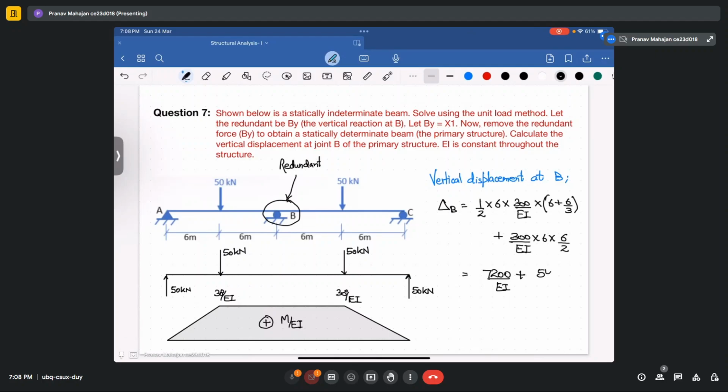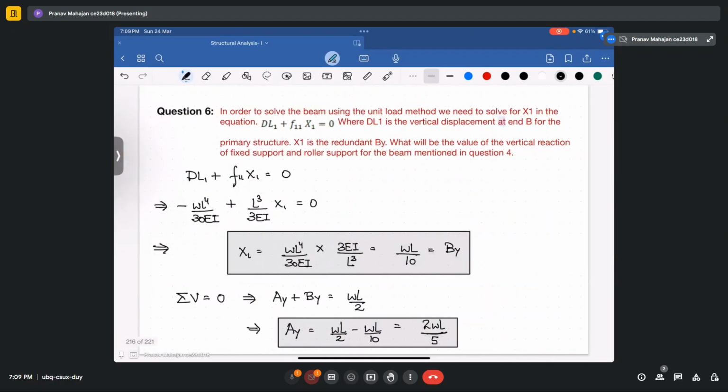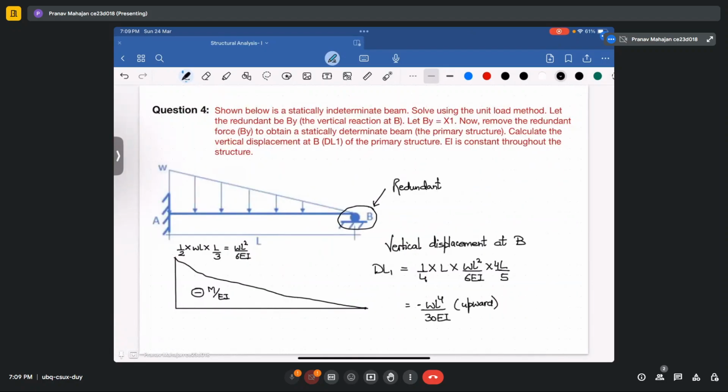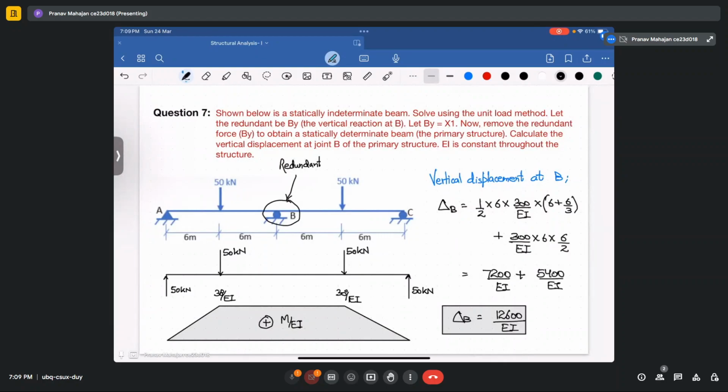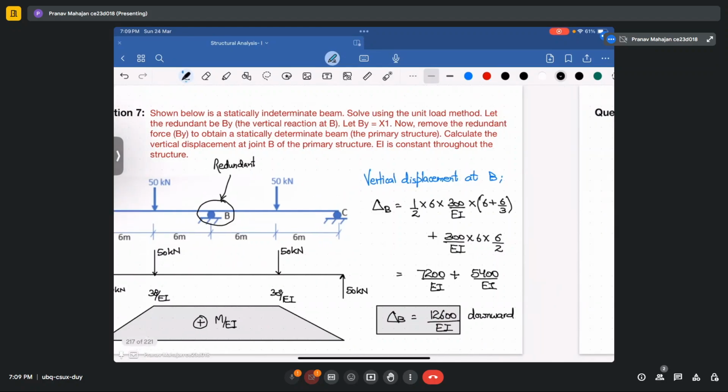plus 5400 upon EI, and delta B will become 12,600 upon EI, and it is positive. So it means, as we have written, when displacement comes out to be negative, it is upward. Here the displacement comes out to be positive, so it will be downward. Downward displacement we have considered to be positive.